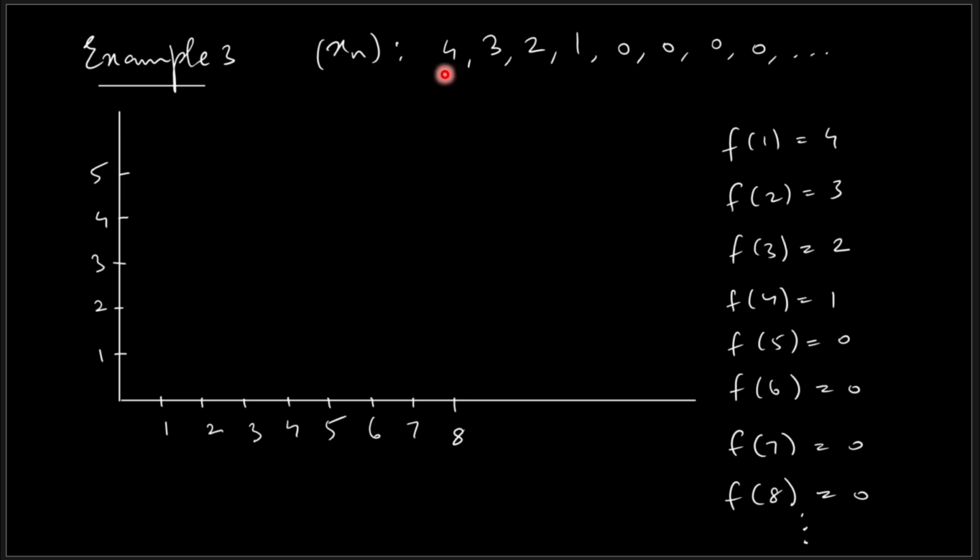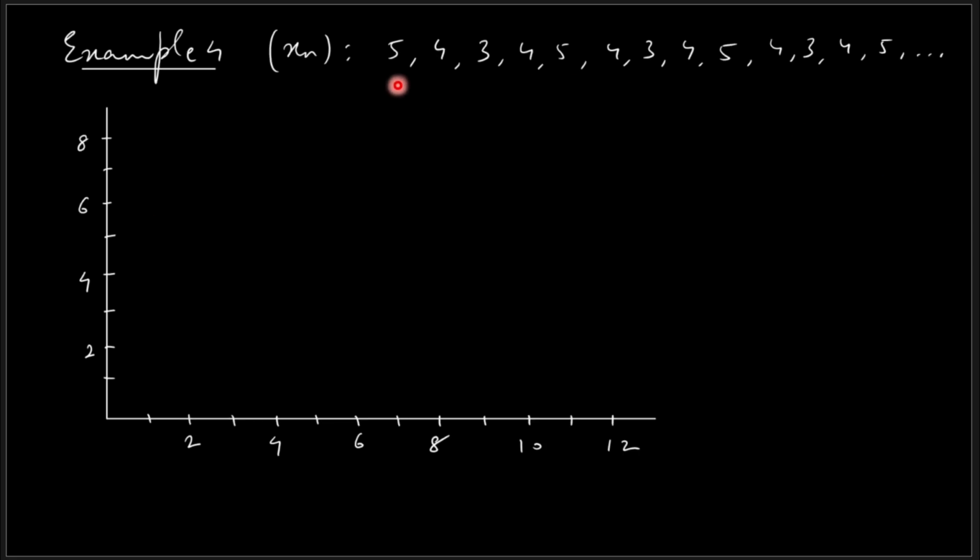Now for this sequence, we consider 4, 3, 2, 1, 0, 0, 0, 0 and so on. So we plot 1 comma 4, 2 comma 3, 3 comma 2, 4 comma 1, 5 comma 0, 6 comma 0, 7 comma 0, 8 comma 0 and so on. So these points denote the sequence. So this sequence kind of follows this pattern, right? First it decreases and then it stays constant throughout.